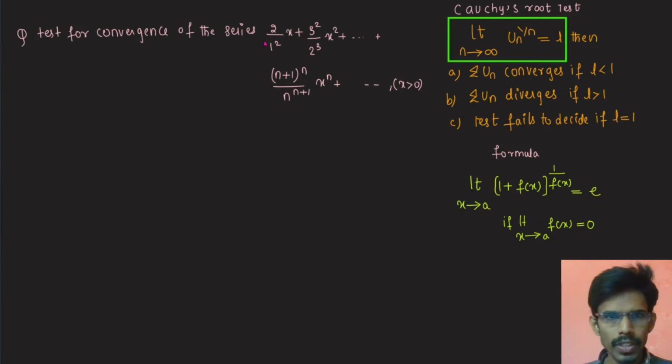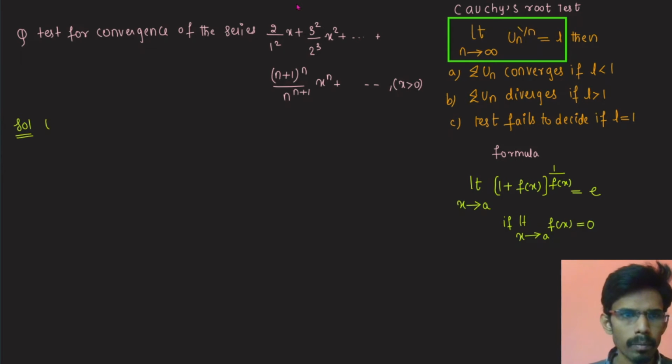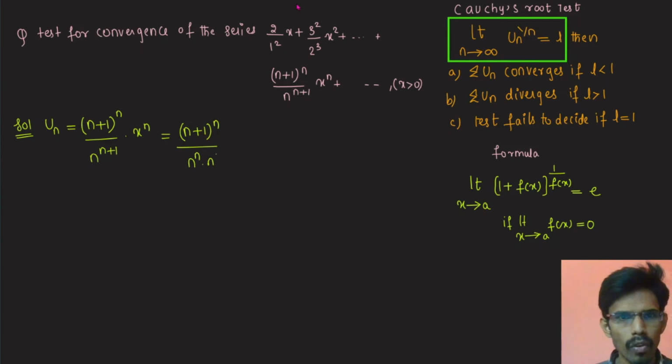Test for the convergence of the series 2 by 1 square x, 3 square by 2 cube x square plus, and so on up to this n term and so on, where x greater than 0. Now for the given series, the general term un is given as n plus 1 whole power of n upon n power n plus 1 into x power of n. Now this can be written as n plus 1 whole power of n upon n power of n into n power of 1 into x power of n.